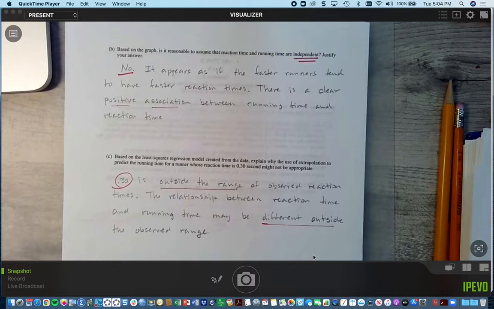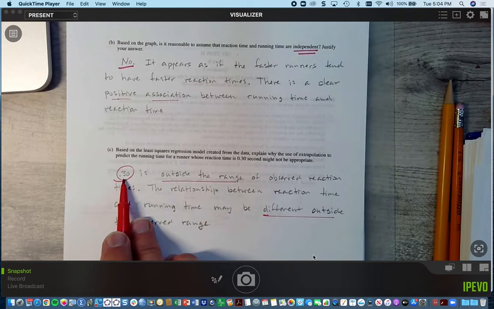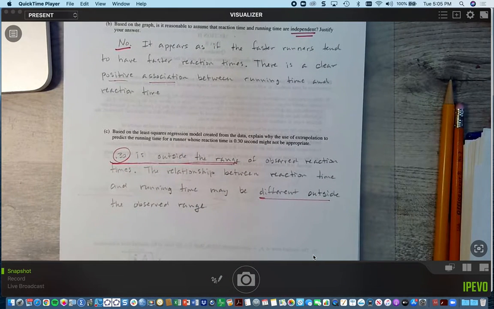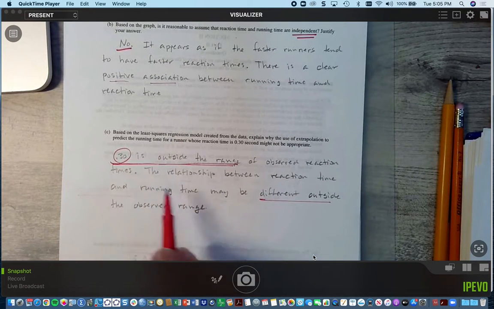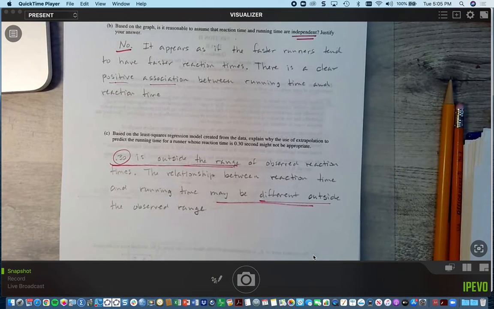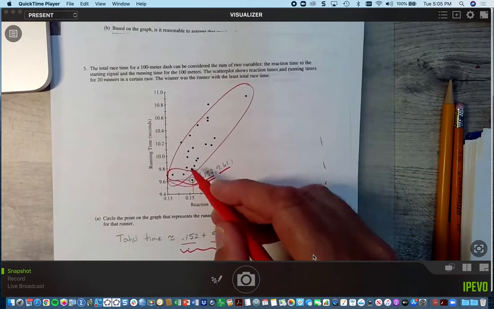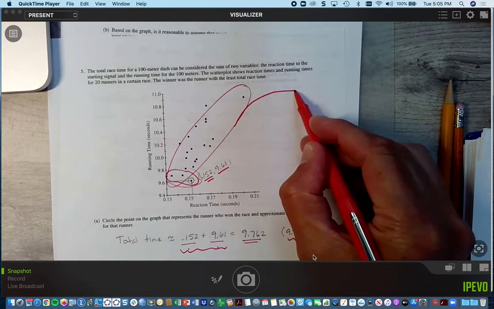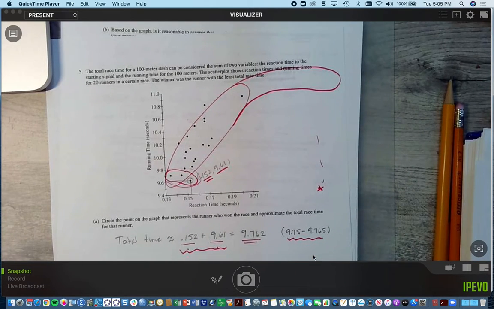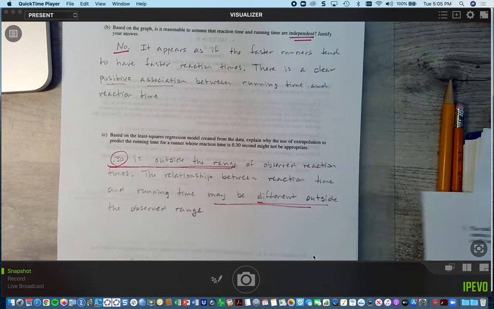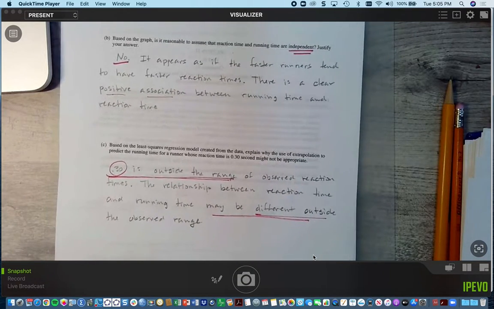That's not necessarily something that we can do because, first of all, this is outside the range of observed reaction times. In addition to that, what happens outside of that range might change for larger values of reaction time. In other words, this distribution might go like this for a while, and then maybe about here it starts to level off. The thing is, we don't know what it does outside of this range. Therefore, extrapolation is not appropriate.